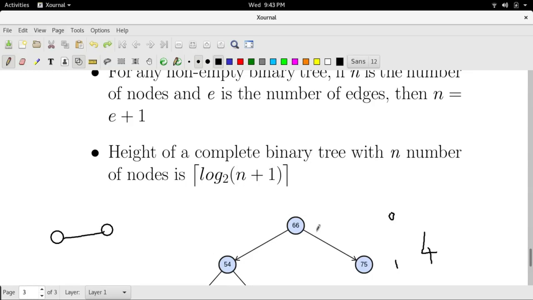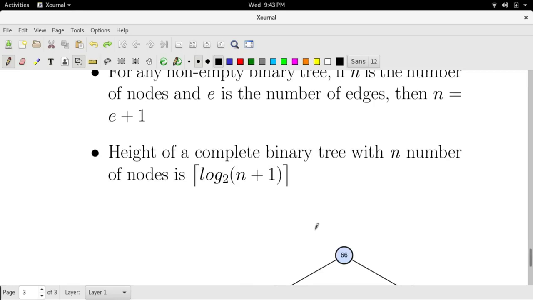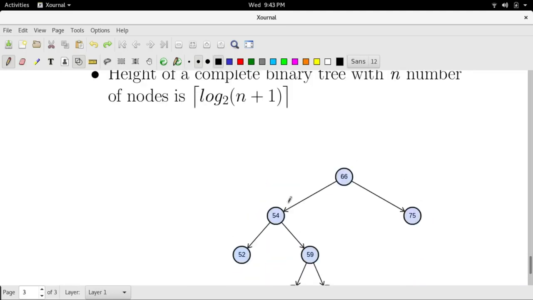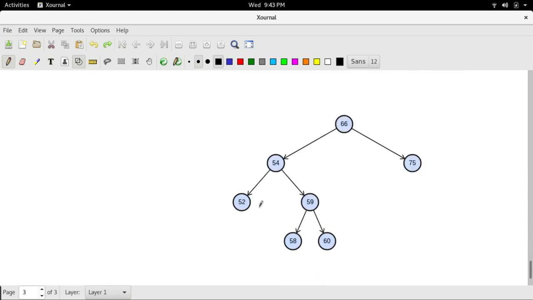That is the third property. And the fourth property says that height of a complete binary tree with n number of nodes is log n plus 1 to the base 2. In this case, you are considering a complete binary tree. So for example, consider this complete binary tree.